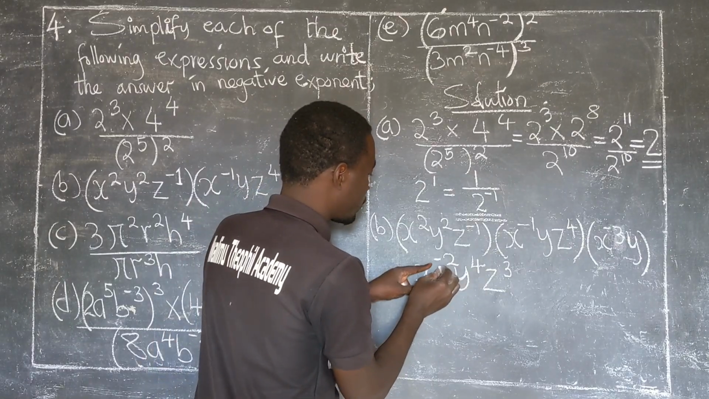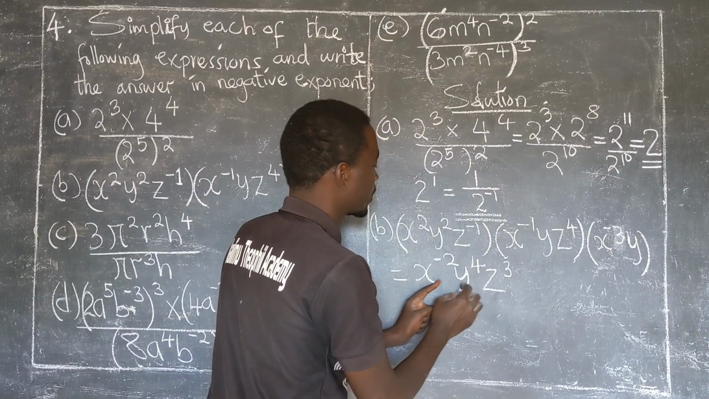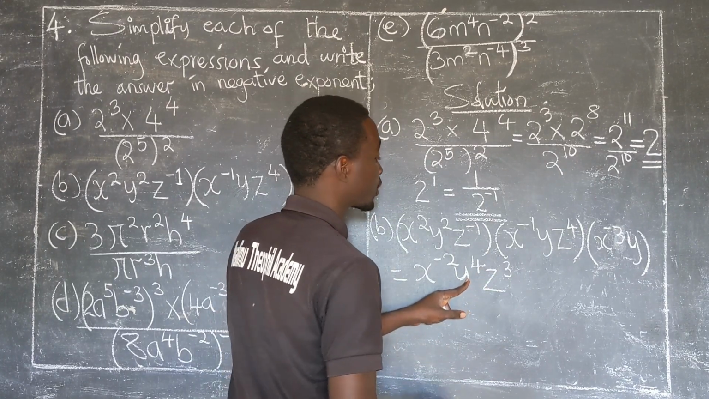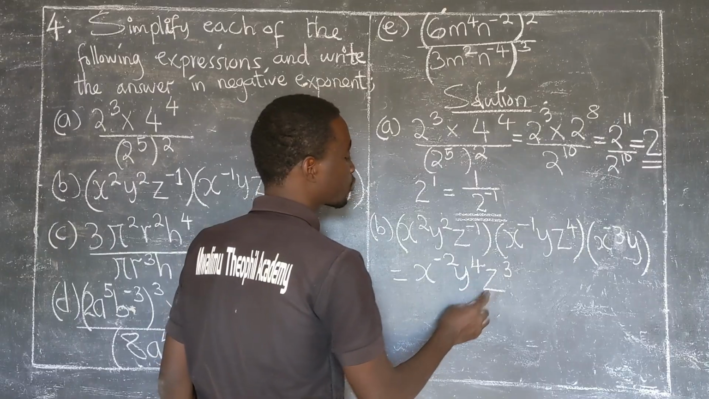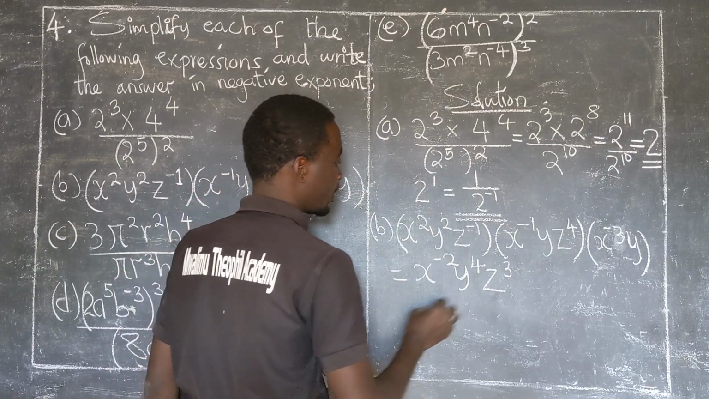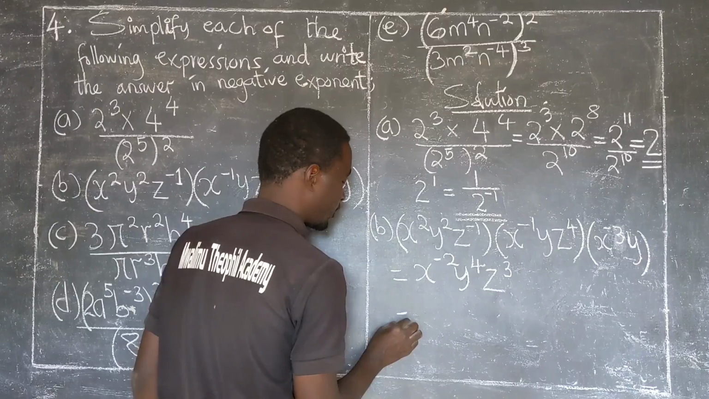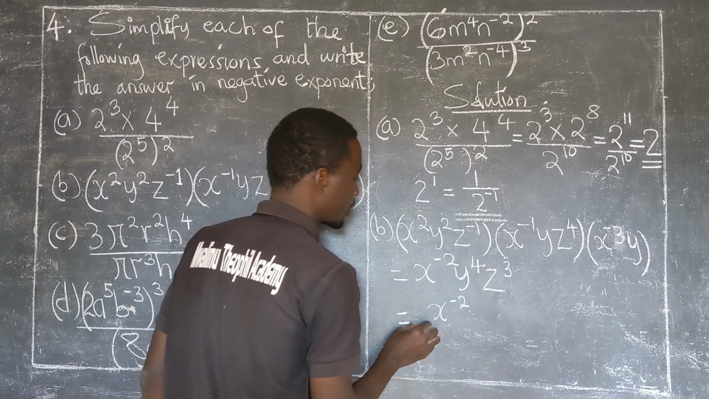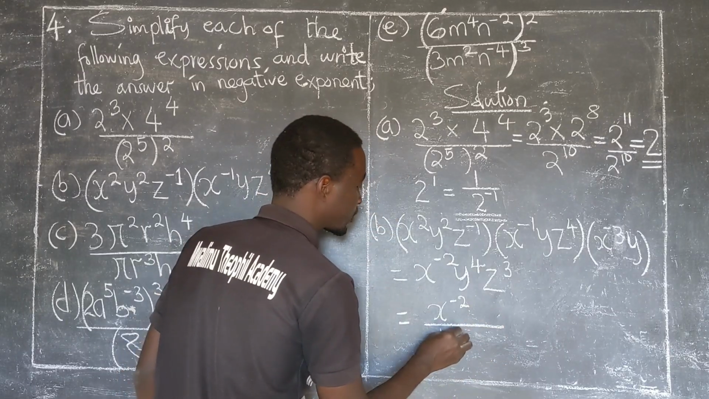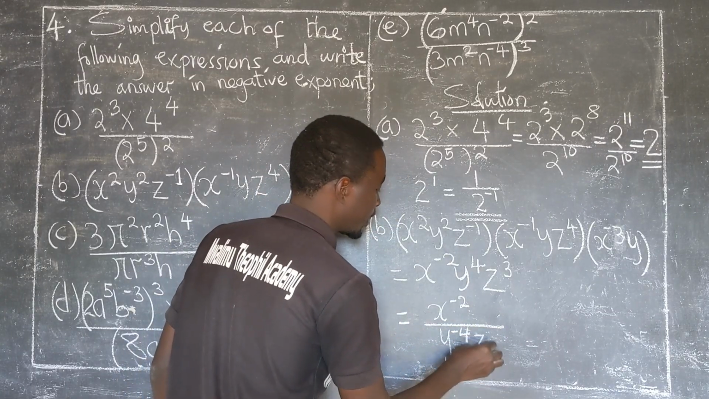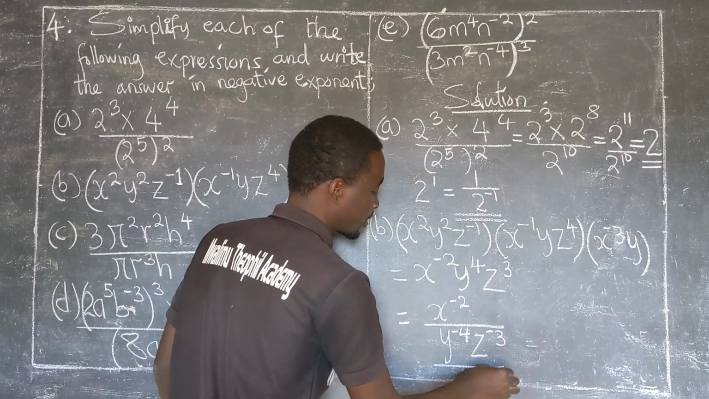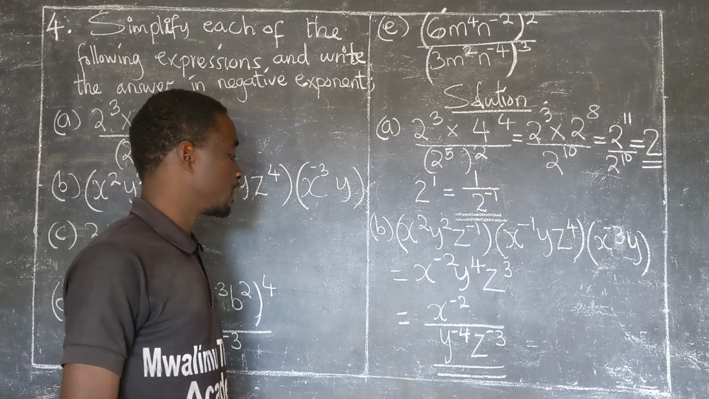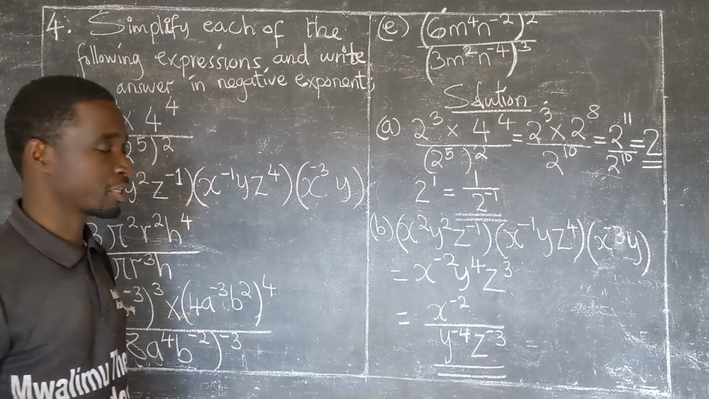Now, here we have x raised to negative 2, which is correct, but y raised to 4 is a positive exponent and z raised to 3 is a positive exponent. Now, we reciprocate these two to have negative exponents. So the final answer will be x, remaining as it is, raised to negative 2, divided by y raised to negative 4 times z raised to negative 3. Now, this is the answer for part B: x raised to negative 2 divided by y raised to negative 4 times z raised to negative 3.